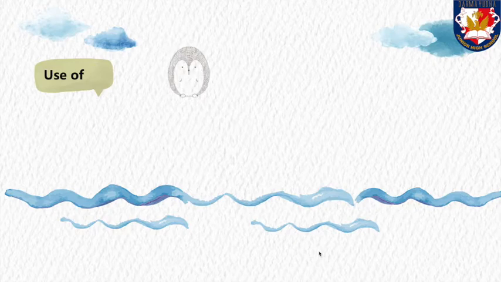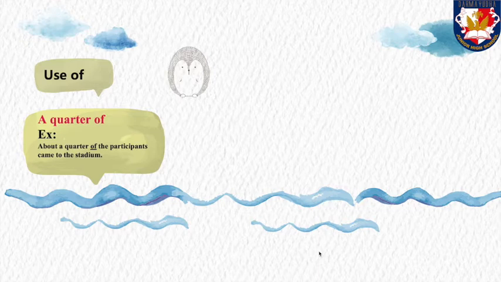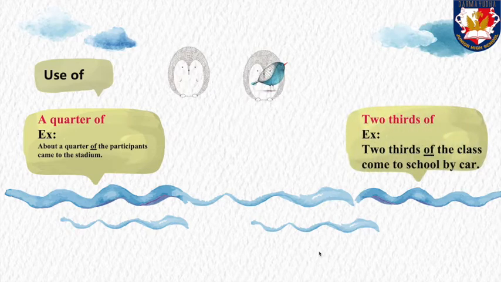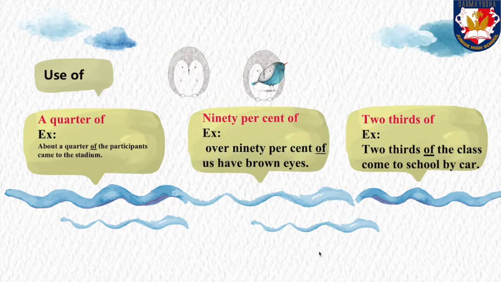We can use the preposition of if we find words like this. They are a quarter, so, a quarter of. In the sentence, we can see: about a quarter of the participants came to the stadium. The second word is 2/3. You can put of, become 2/3 of. Example, 2/3 of the class come to school by car. The third word is 90%. Become 90% of. As the example, over 90% of us have brown eyes.